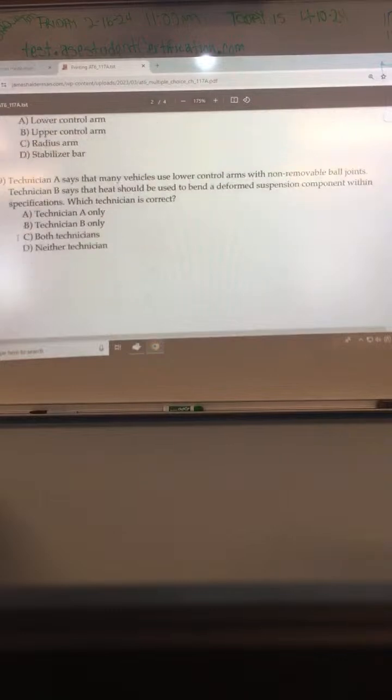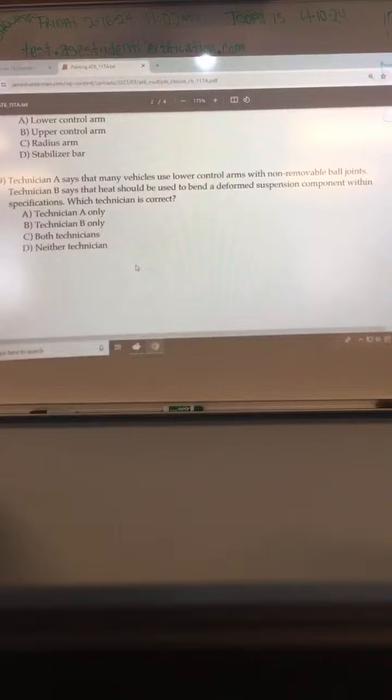All right, 9. Technician A says that many people use a lower control arm with a non-removable ball joint. Technician B says heat should be used to bend a deformed suspension component back to specification. Which technician is correct? Is it B or both? Is it A? It's A?